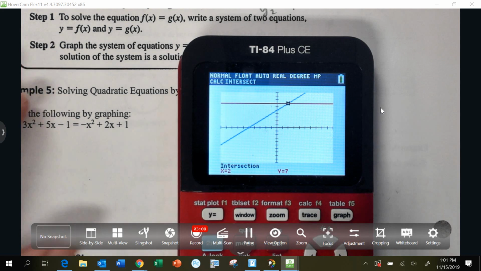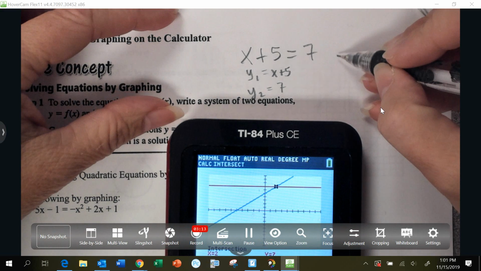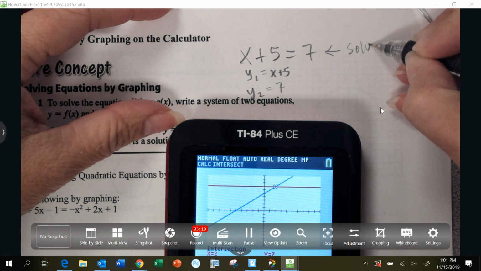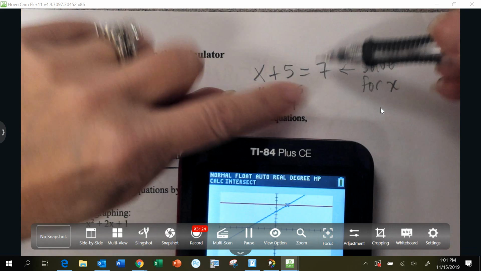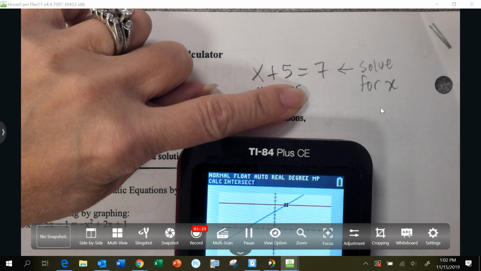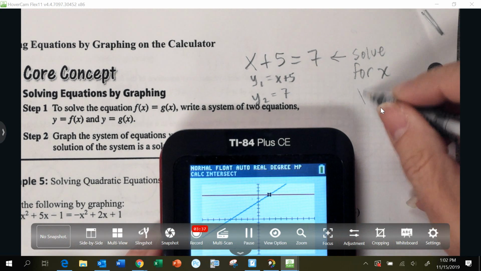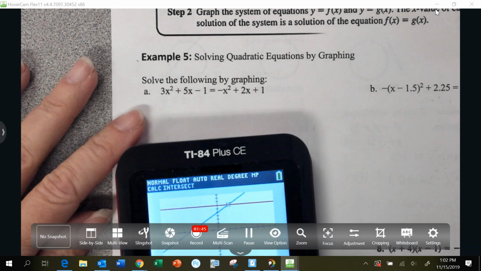So the question is, what's the answer to x plus 5 equals 7? If we're solving this, am I solving for an ordered pair? If I'm solving just x plus 5 equals 7, what am I actually solving for? I'm only solving for x, so the only answer I need from this is the x value, which is 2. That was a really simplified version of what we're about to do. So let's go ahead and look at question A.